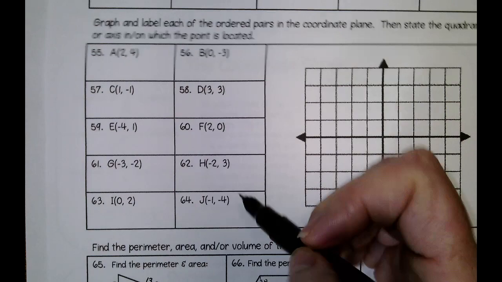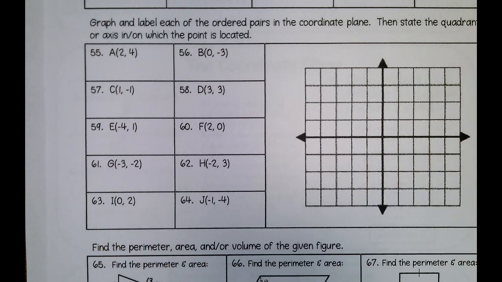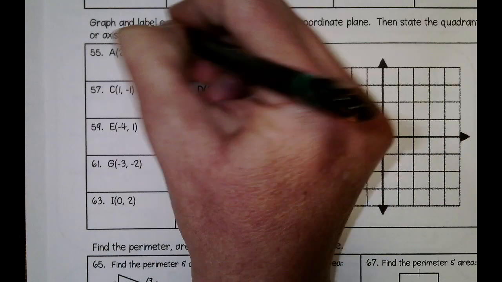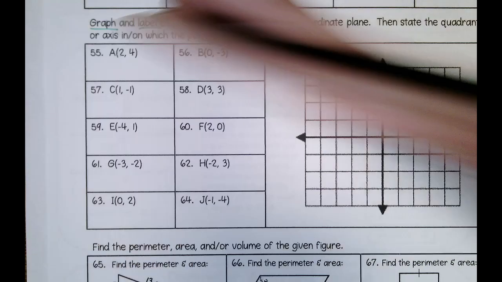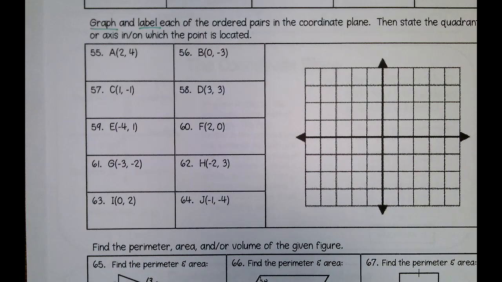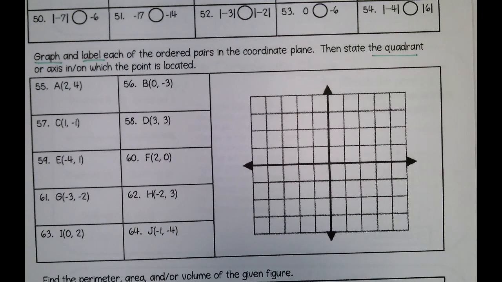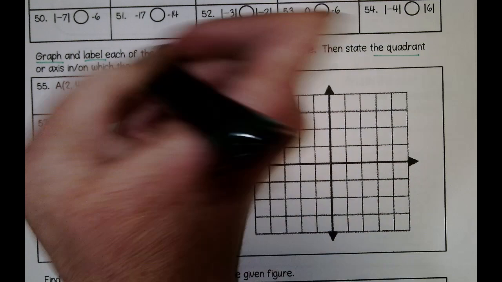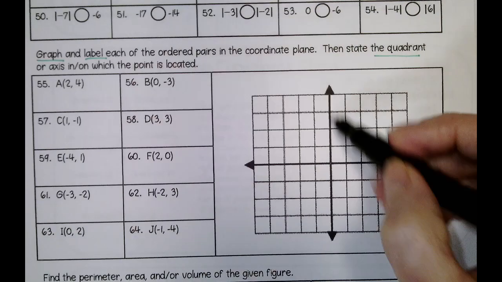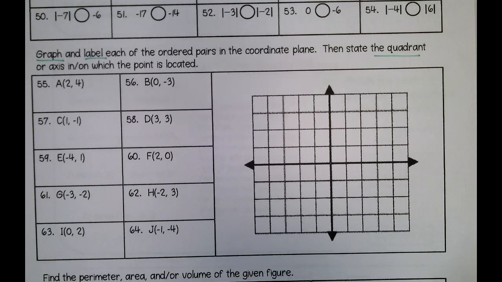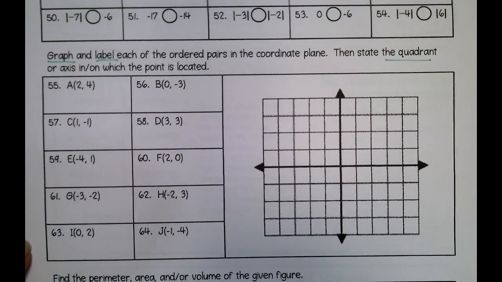Okay? All right, you guys are going to do problems 55 through 64. Make sure that you graph and label each of the ordered pairs on the coordinate plane. Then state the quadrant or axis in which the point is located. They say axis because sometimes these points are going to be on the x-axis or the y-axis. Let's do 55 and 56 together.